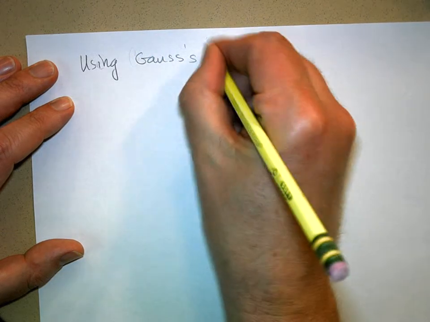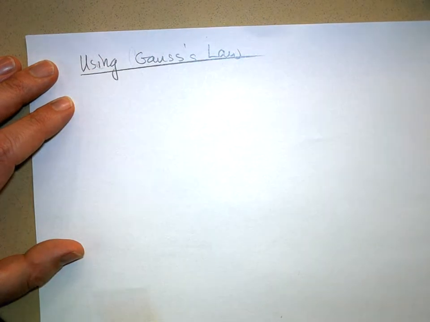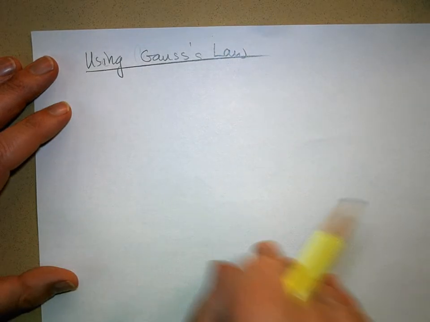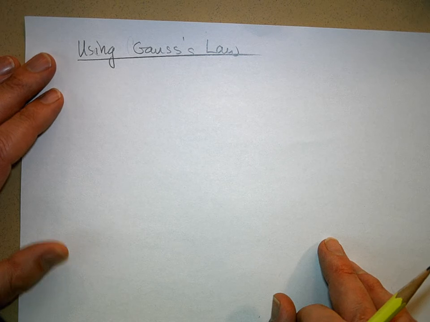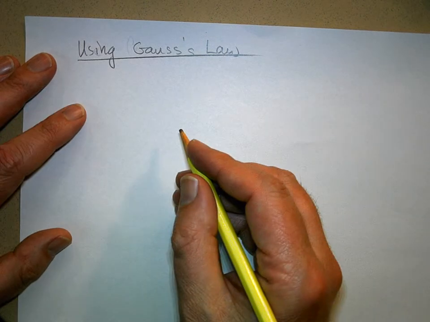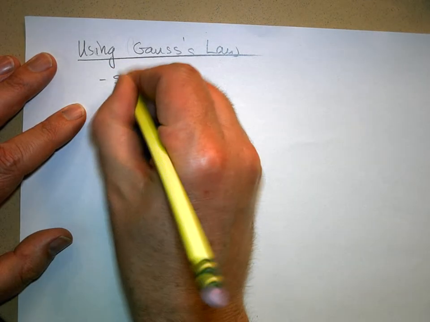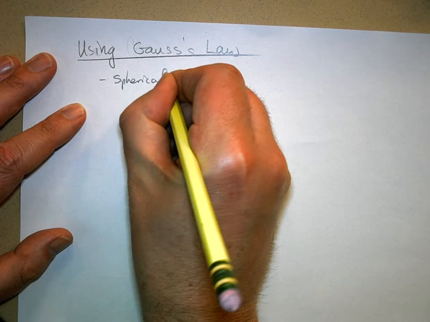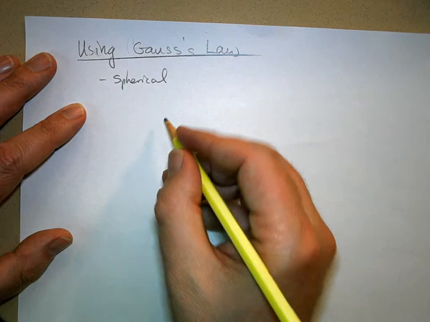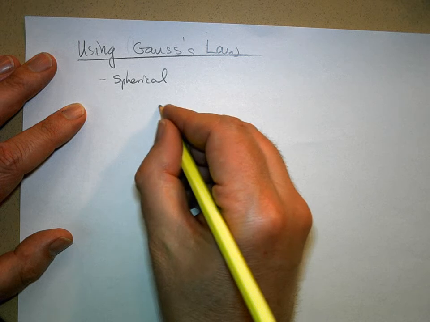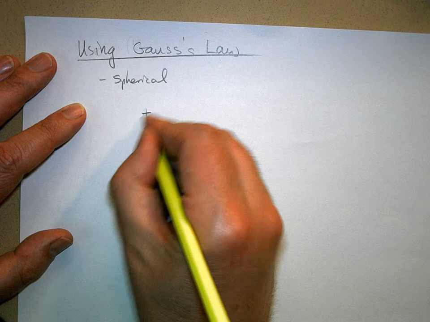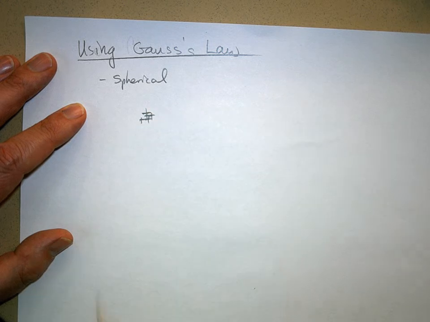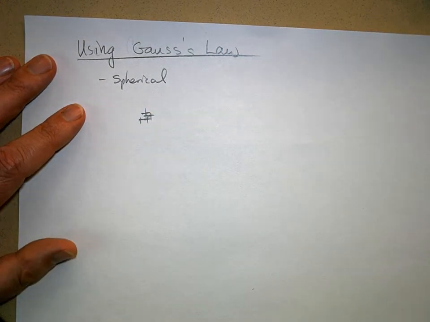We use Gauss's law to figure out the electric field for charge distributions. You're going to have three kinds. You're going to have spherical. Here are the three kinds you need to know. A point charge, which we actually use to derive Gauss's law. Not very interesting. Probably won't give you that one.